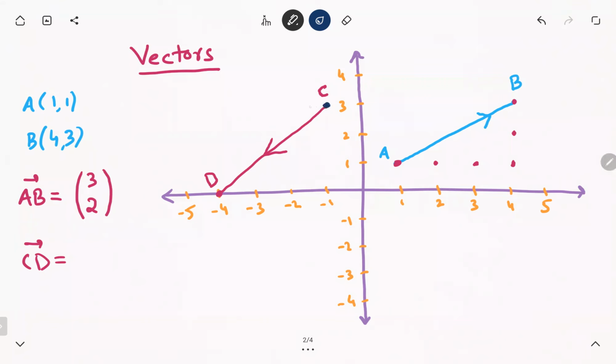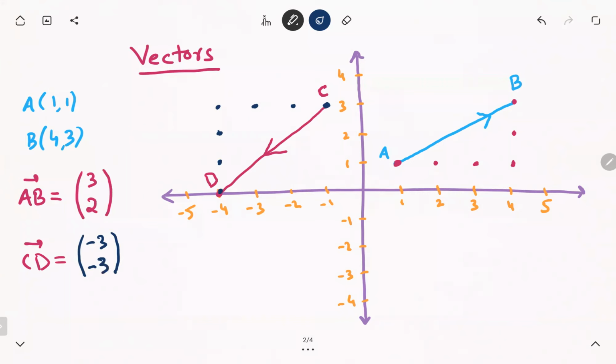So C to D is, so you need to start from C. So 1 unit left, 2 unit left, 3 unit left. So 3 unit left means -3. And then further you need to go down, 1 unit down, 2 unit down, and 3 unit down. And 3 unit down means -3. So the vector CD is -3, -3.